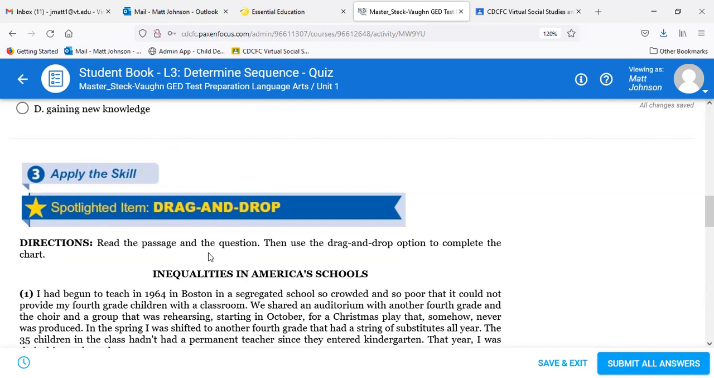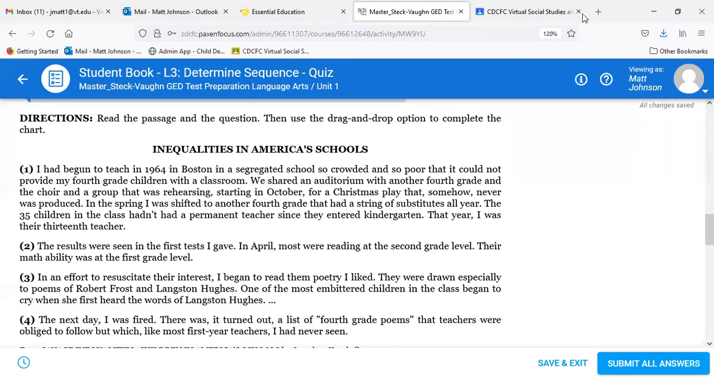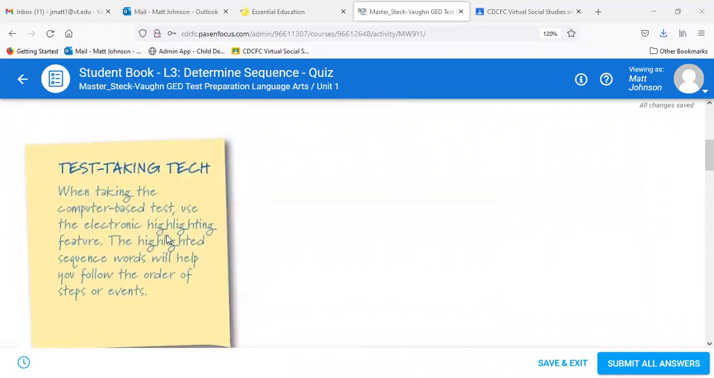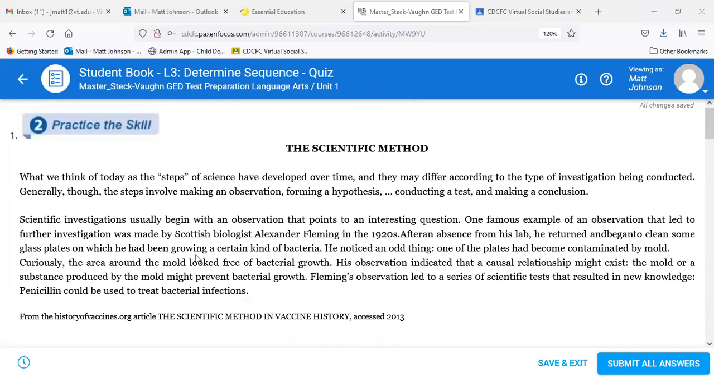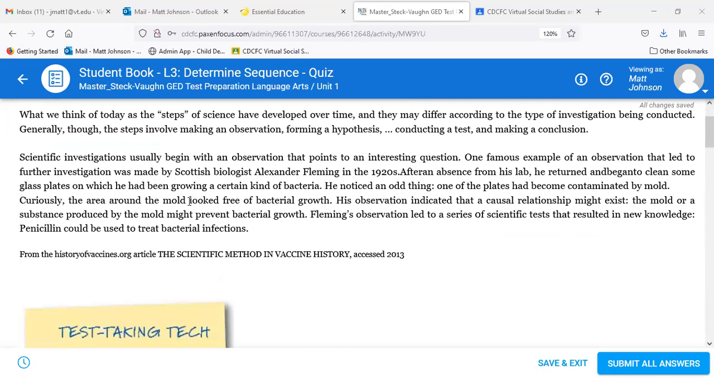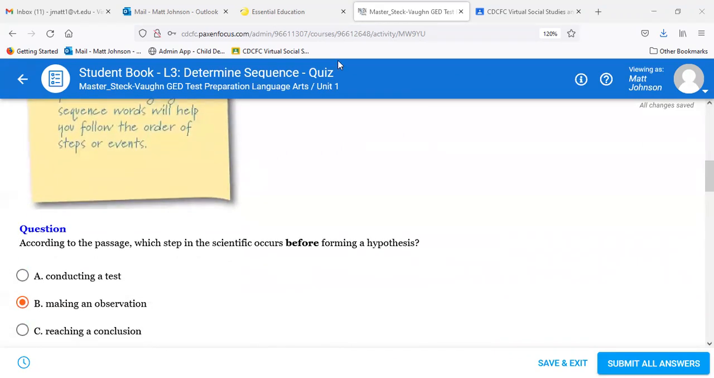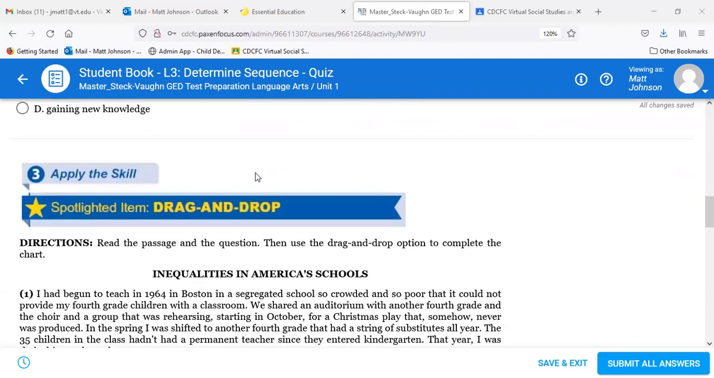And I'll go ahead and read through the passage here. I don't know where y'all are. On the quiz? Yeah, student book, lesson 3, determine sequence, quiz. If you're on the home page, it'll be the second part of lesson 2. Make sure it's scrolled up to the top. Again, running that problem where it's starting at the bottom or in the middle sometimes. All right. Okay, so on to the drag and drop.